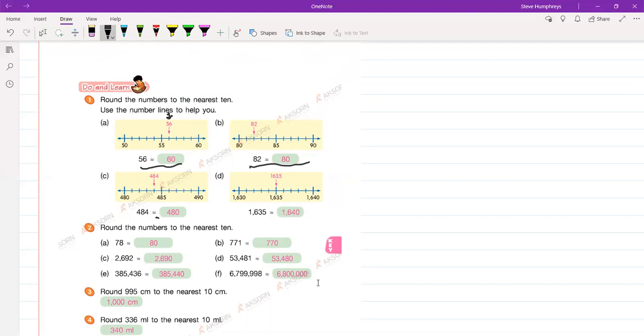C, 484, round that to the nearest 10. And D, 1,635, round it to the nearest 10. Okay, you're looking at the last digit in the number. That tells you what you're going to do. Round it up or round it down.